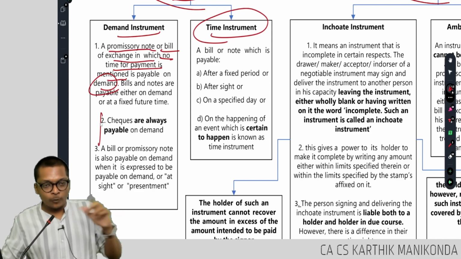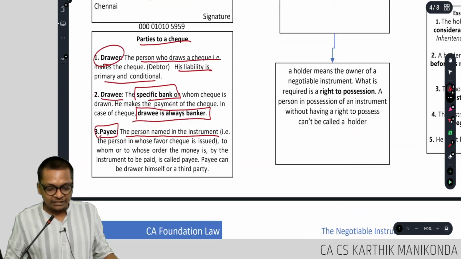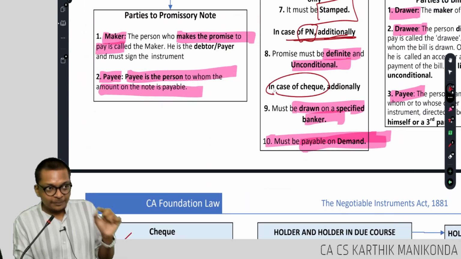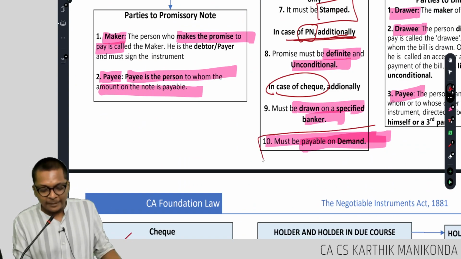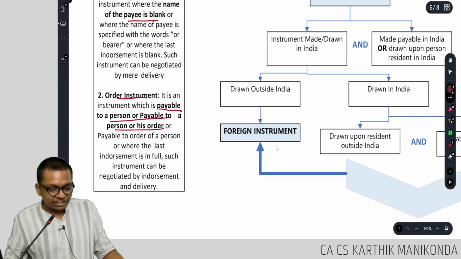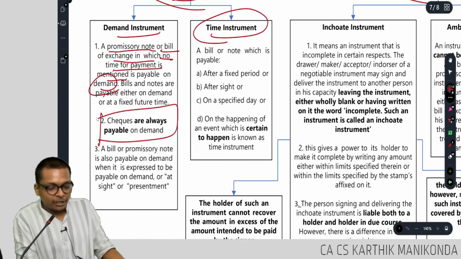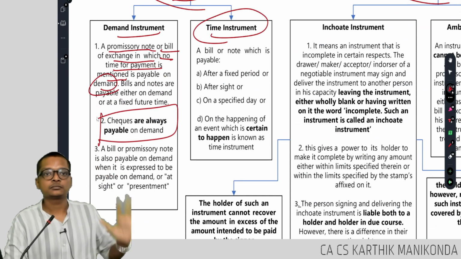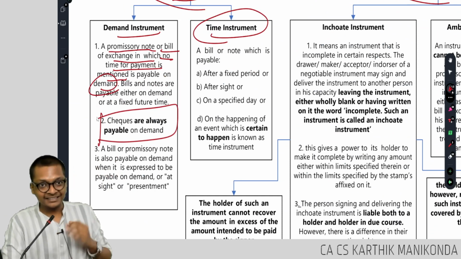Now go back to features. I told you I'll tell you one point later. Read the point on checks. One special point is there in features: must be payable on demand. Are you understanding now? That means checks are always payable on demand. Checks will never have a time limit. If you go to the bank, they have to pay you.